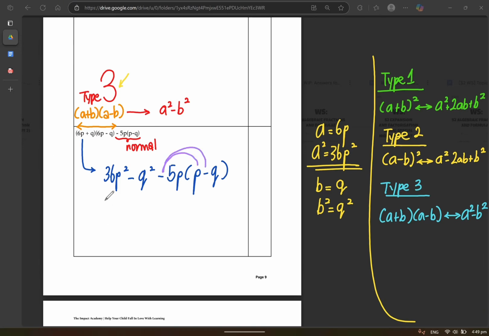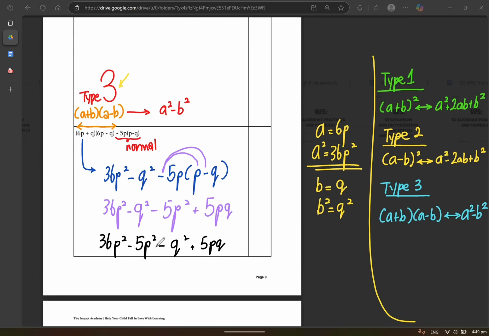Can you understand? All right, so 36p squared minus q squared minus 5p squared positive 5pq. Which ones can be put together? Group them together. Those that cannot be grouped together, you leave as they are. So 36p squared minus 5p squared minus q squared plus 5pq. You look at this and you tell me what is this? You get 31p squared minus q squared plus 5pq. And this is my answer for this question.